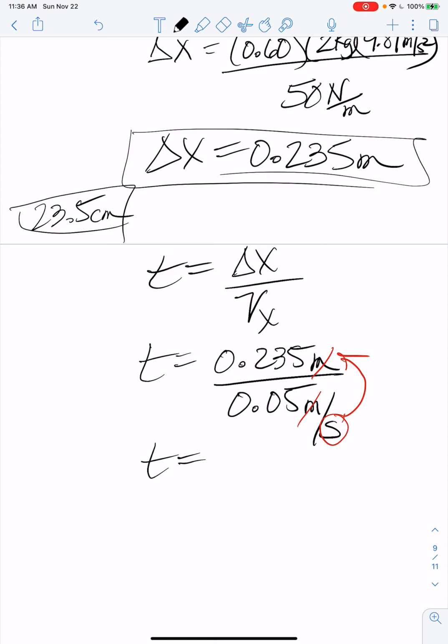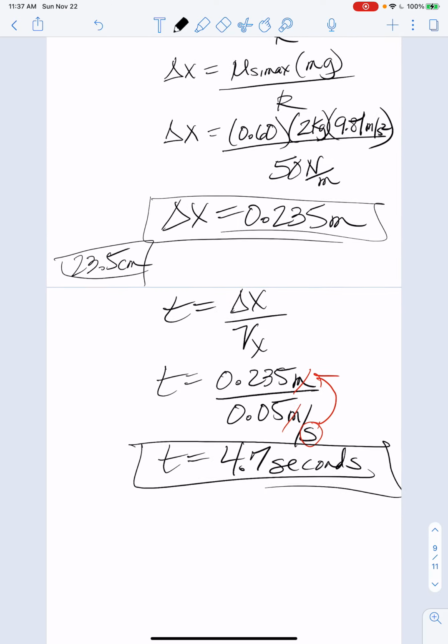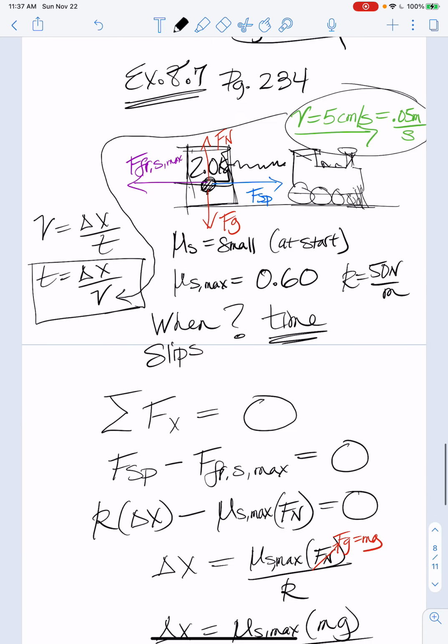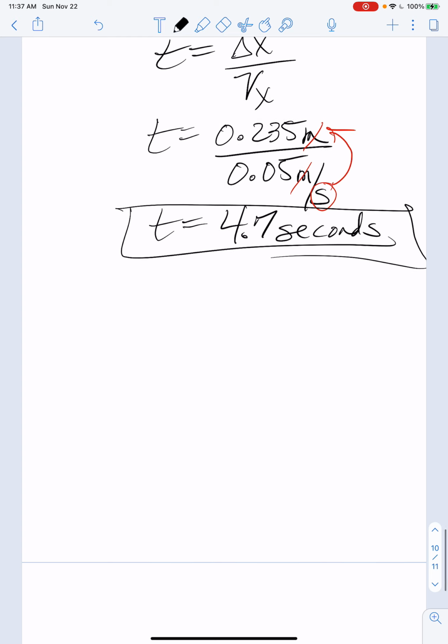0.235 divided by 0.05 is 4.7. Units are seconds, which is a reasonable answer, 4.7 seconds. Okay, all right, there it is. And that's it. So hopefully that example helped, and a little review there of forces never hurts. Good, let's do a couple energy problems and we'll call it good.